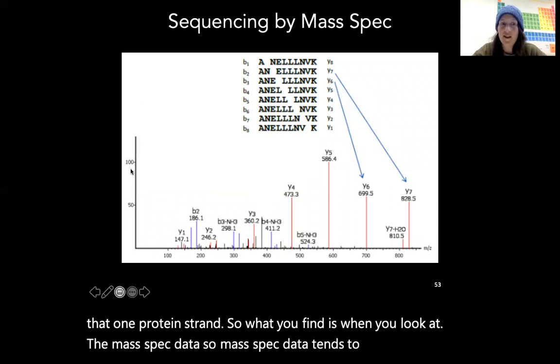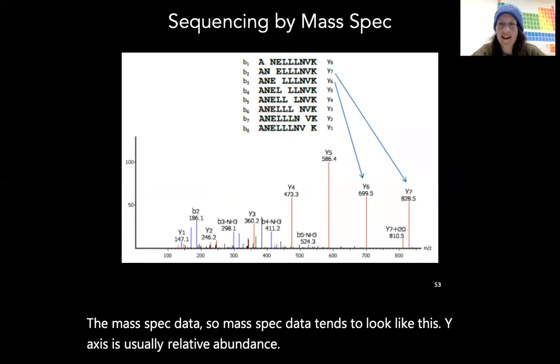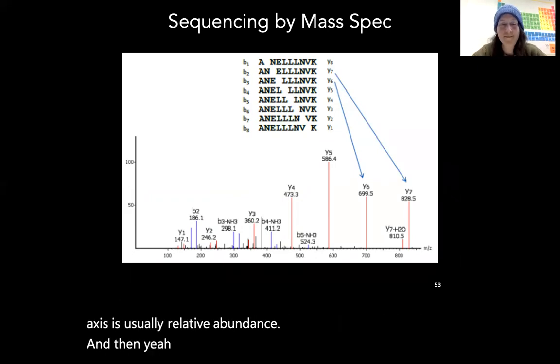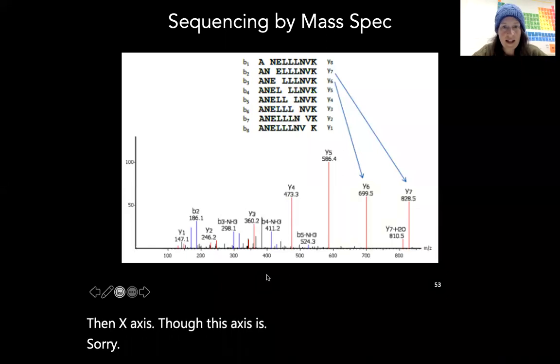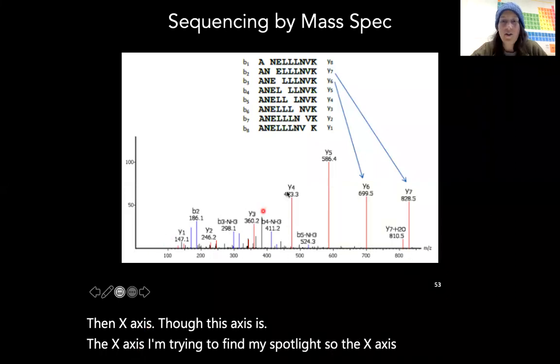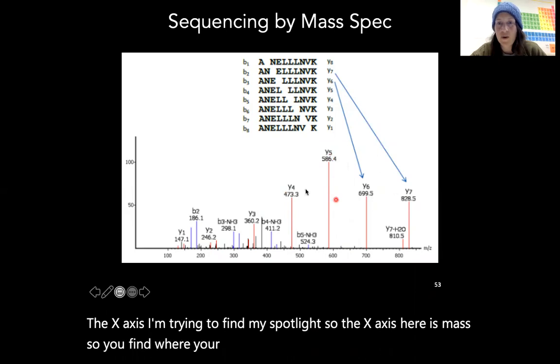mass spec data tends to look like this. This y-axis is usually relative abundance. And then the x-axis here is mass. So you find where your peaks are, and those peaks have a corresponding mass.